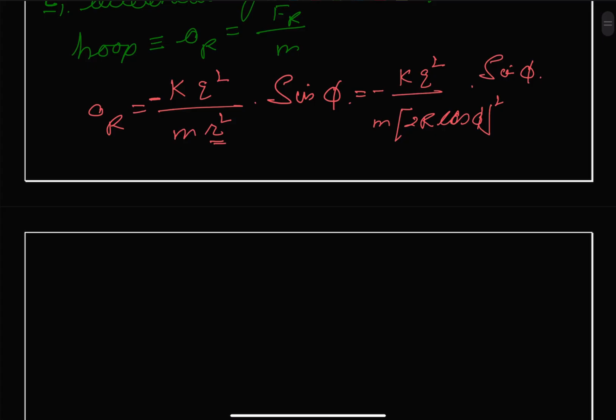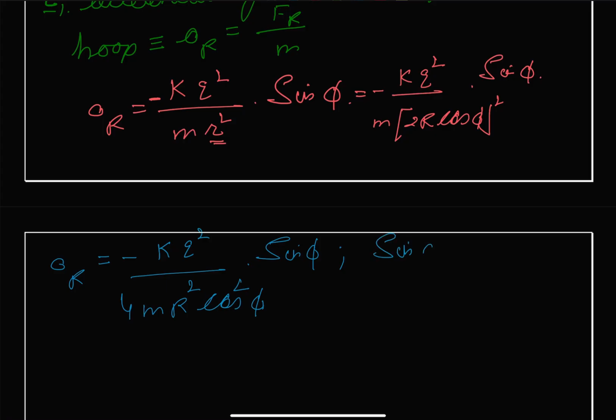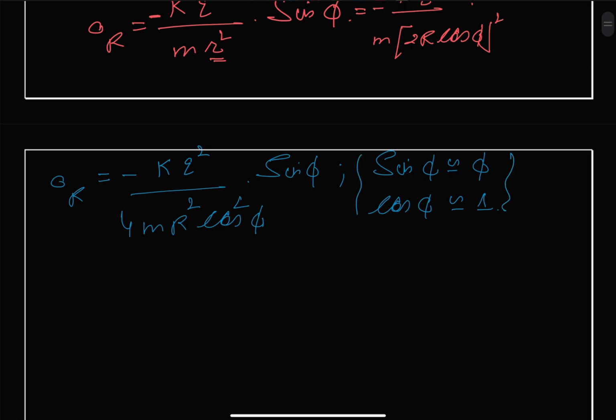And if we just open it, we get A_R is equal to minus KQ square, we get this as 4m R square cos square phi, and multiply by sin of phi. But for small angular displacement, we can write that sin of phi is approximately equal to phi, and cos of phi is approximately equal to 1. This is because of the small oscillations, small angular displacement.